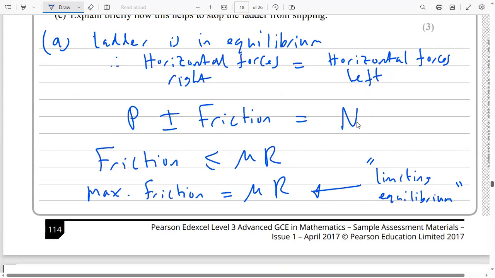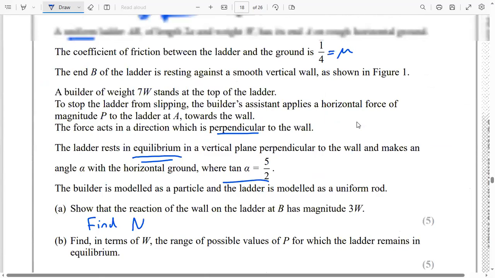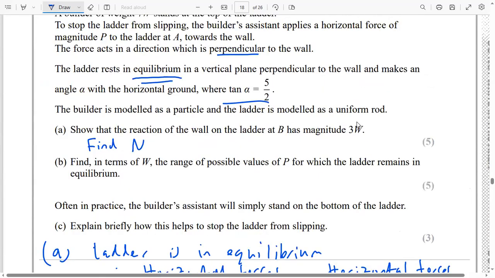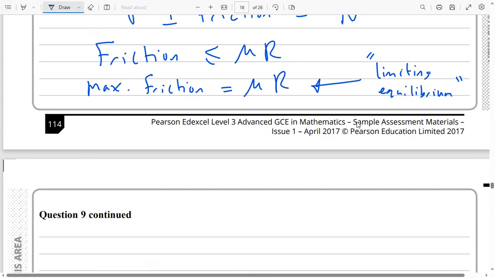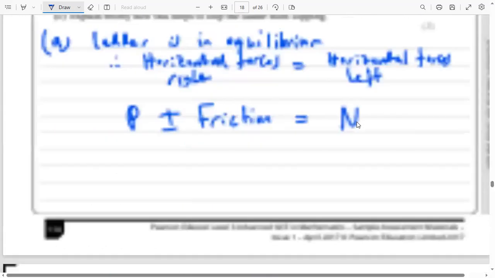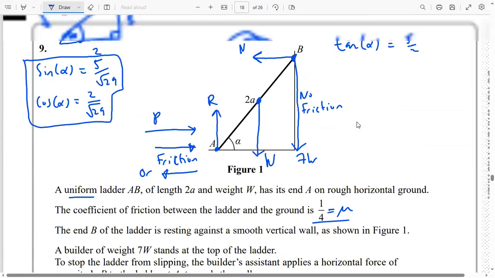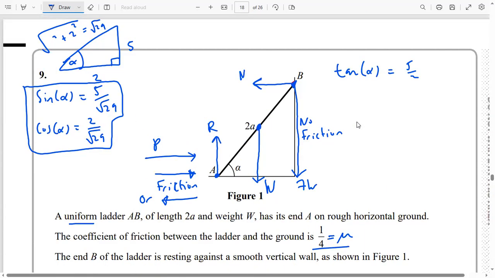We don't know. But let's just work out our maximum friction, because I'm pretty sure that's going to be helpful. If it's not helpful with part A of the question, it's going to be helpful in parts B and C. So we know that maximum friction is equal to mu times R. Now, what is our mu? The question told us what mu was: 1/4. So mu is 1/4, and then times our reaction force at A, where the ladder rests on the ground. So this R there. Now, how could we calculate this R?